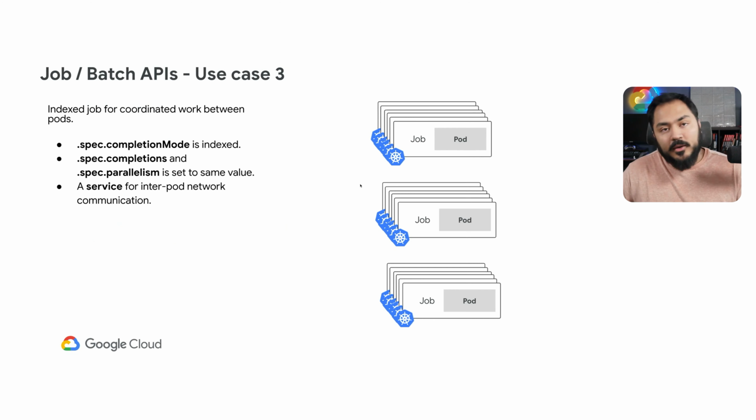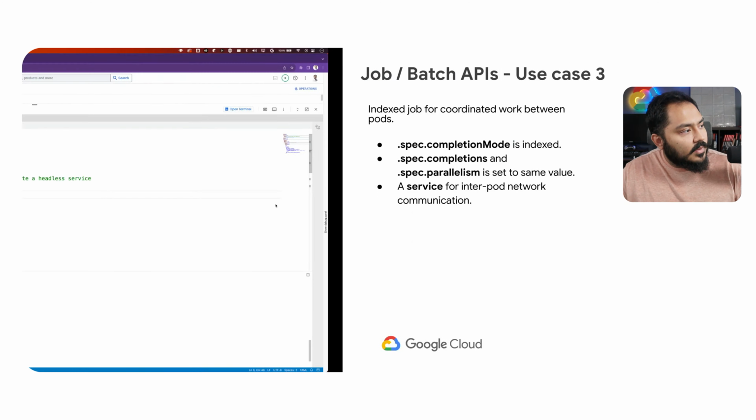For those kinds of workloads, we can take advantage of indexed completion mode, in which each of the pods in the job will start with a static index that we can refer to, to communicate and identify the specific pod. We can set spec completions and parallelism to an exact number, and have a service for inter-pod network communication. Let's look at an example.